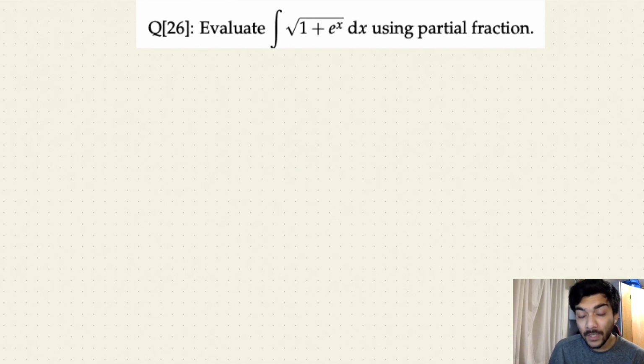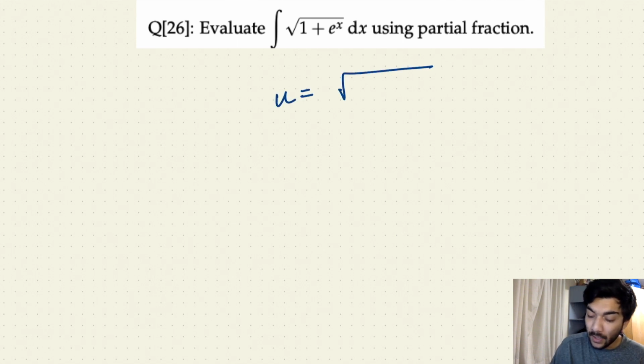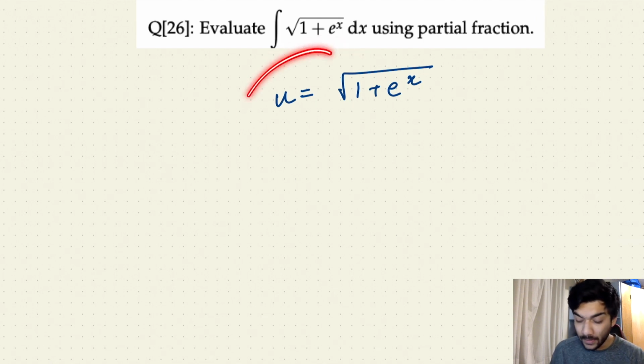And if you perform that trial and error method, where you're basically taking different choices for your u function, you will realize that it would be better for us to take our u function to be the whole expression, which is the square root of 1 plus e to the power x. You will clearly realize that if you take your u function to be this expression, you can use partial fractions in order to evaluate this integral. And we'll walk through this approach in this video.